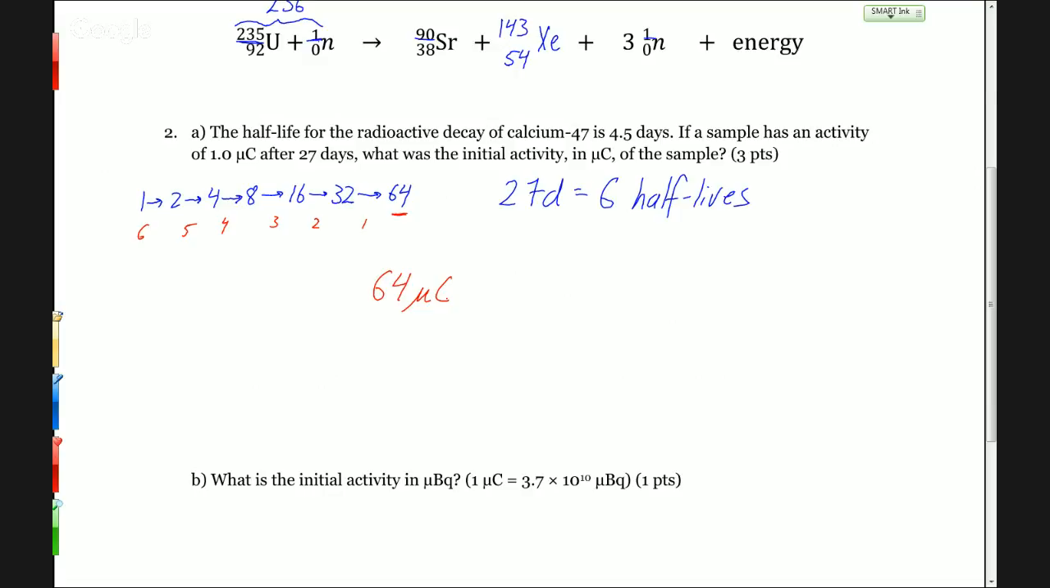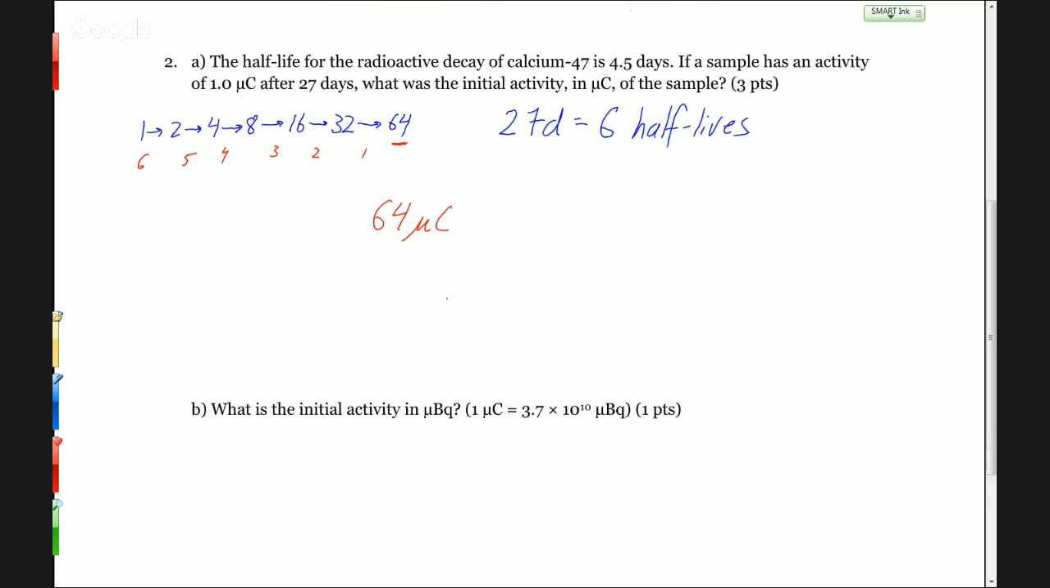You guys see how that works? Everybody's looking a little confused. Basic idea? Yeah. So you go forwards or backwards, depending on what the question is asking. Either count it up or count it down, doubling or cutting in half.